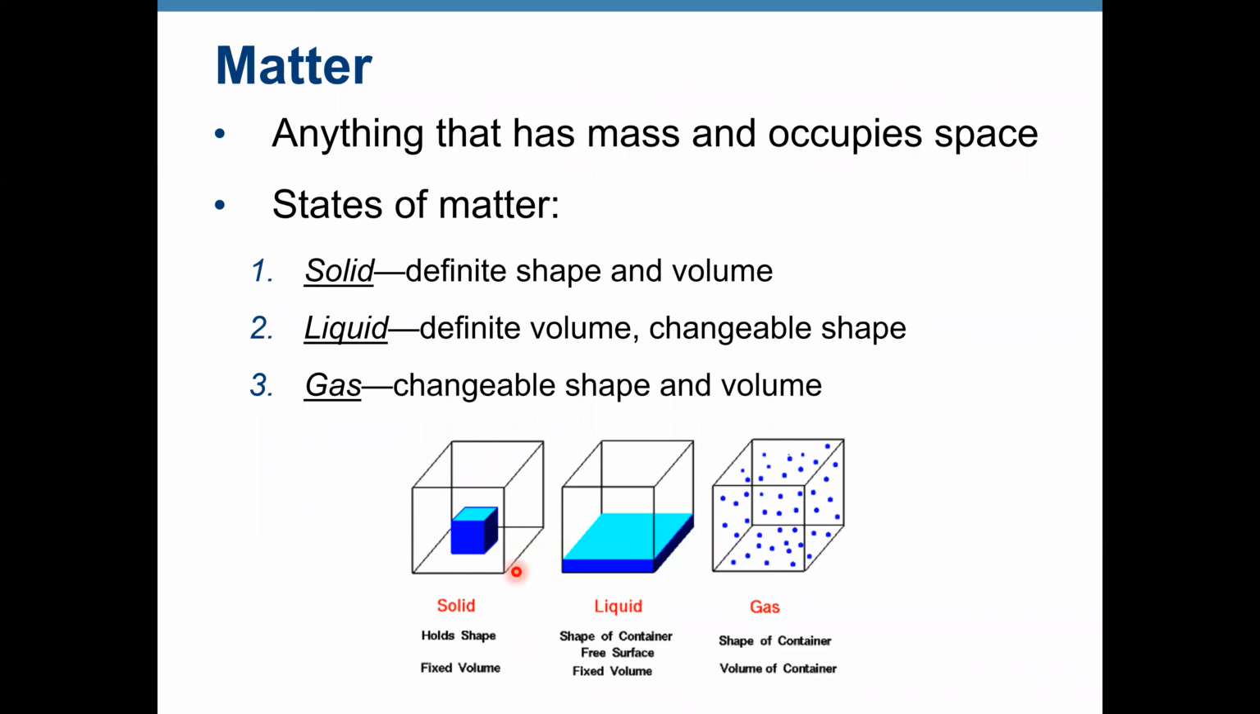So you can see here on these diagrams, when we're talking about solid, then we have fixed volume. When we're talking about liquid, we do have fixed volume, but it can change the shape. And when we're talking about gas, it can change both shape and volume.